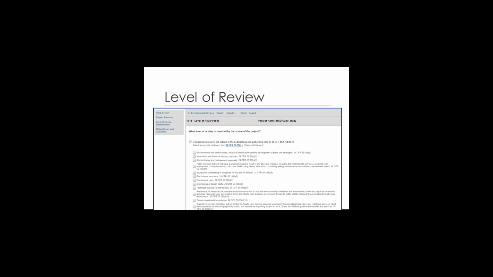So here's our level of review screen. Here's one where the e-tutorial video is really not helpful because it's very different from Part 50 to Part 58. On Part 50, especially for RAD, it's fairly easy choosing your level of review. You can refer back to our kickoff training. There's only 2 levels of review that will apply to you. It's always pretty much going to be either categorically excluded subject to 50.4 or an environmental assessment level of review.